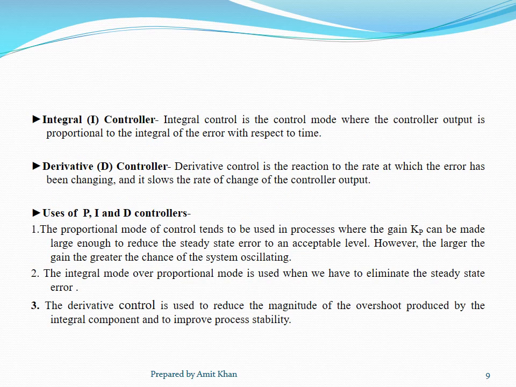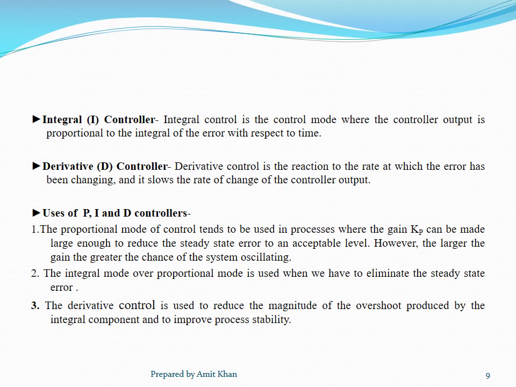Then comes what is integral controller. Integral control is a control mode where the controller output is proportional to the integral of the error with respect to time. And in derivative controller, the derivative control is the reaction to the rate at which the error has been changing, and it slows the rate of change of the controller output.